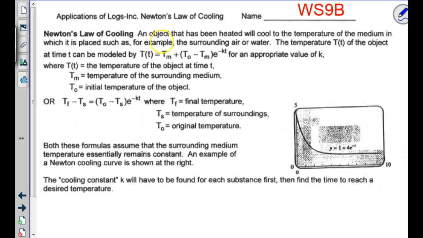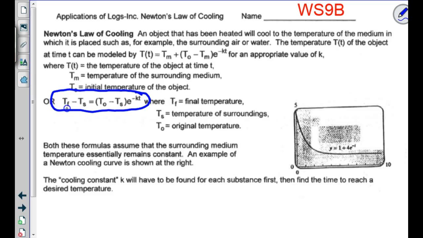All right, Newton's law of cooling says an object that has been heated will cool to the temperature of the medium in which it is placed, such as the surrounding air or water. The temperature of an object at time t can be given by this, or this, and we're going to use this one. This is the one that will be on the question on the quiz. It's right typed in the question. I think it's also on your pink sheet, but it's on the question.